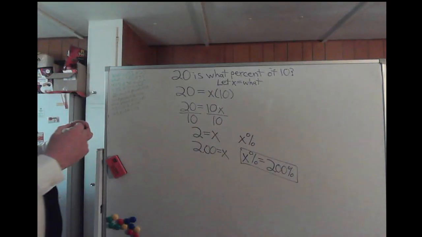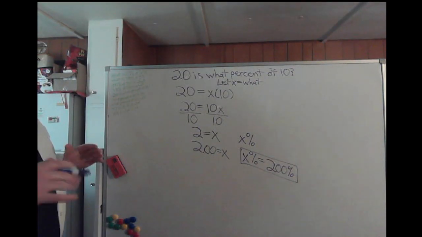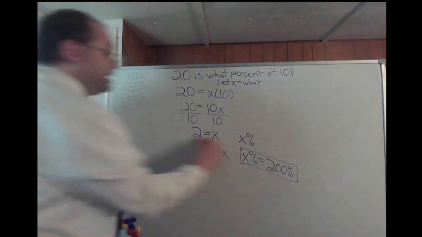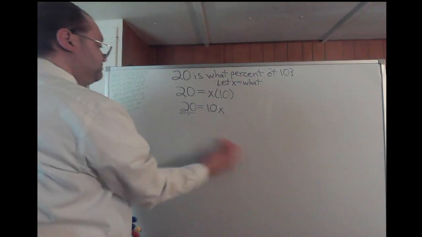So 20 is 200% of 10. I've got more problems like this.